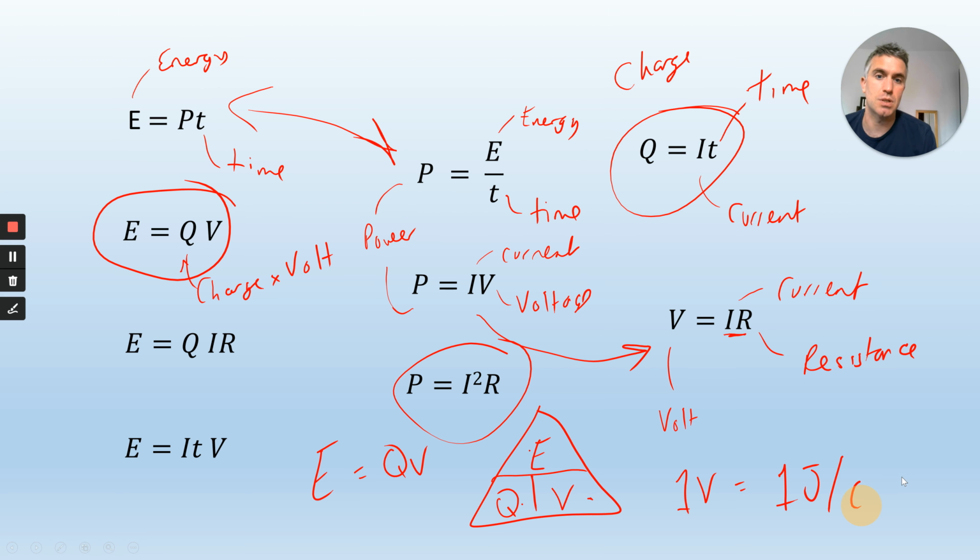And we're looking at energy used in the circuit. So if something uses 1 volt, it is using up 1 joule for every coulomb of charge that is moving around that circuit. But let's put that together into the next thing.